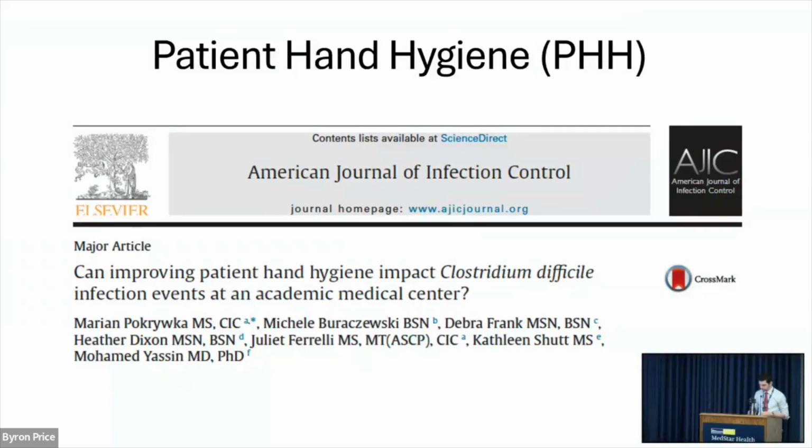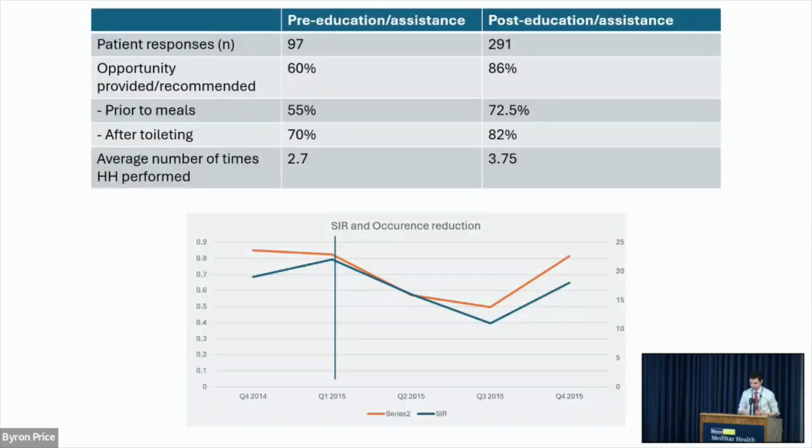And this group of researchers asked what happens to our C. diff rates if we make an educational push to patients on hand hygiene. If we ask our nurses to just offer, would you like to wash your hands before you eat? Would you like to wash your hands after you came back from that test? What they found is that if you can get your patients to wash their hands on average once more a day, you can make a difference in your C. diff SIR.